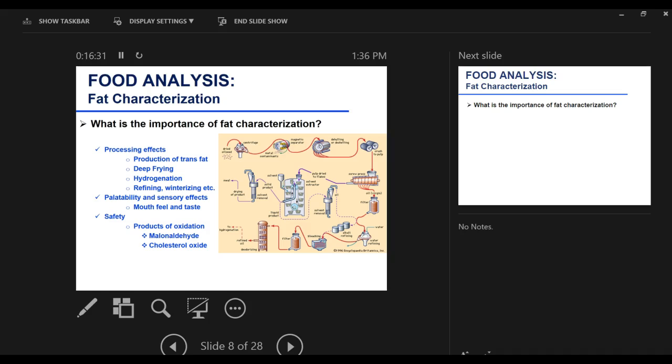Another step in processing of the oil is winterizing. You know what that is? Winterizing? Have you heard of this term? What does it remind you of? Winter.